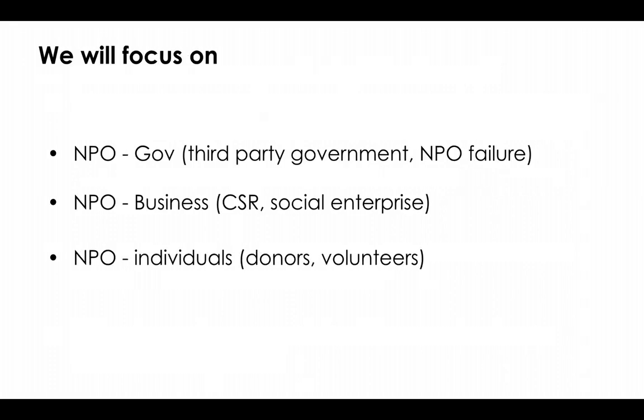Okay, and we'll focus on three different layers. The first layer is about the relationship between nonprofit and the government. Especially, we are going to talk about third-party government, nonprofit failure, etc. The second layer is the relationship between nonprofit and the business world, especially corporate social responsibility and social enterprise. And the third layer is about the relationship between nonprofits and individuals, like donors, volunteers, etc.